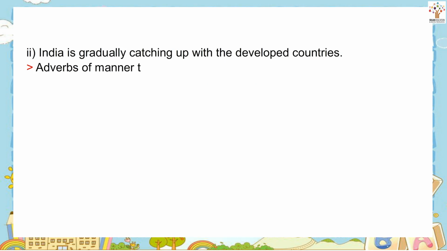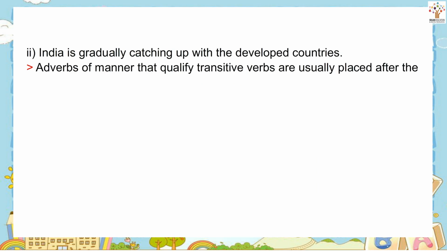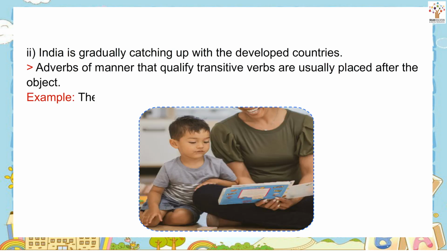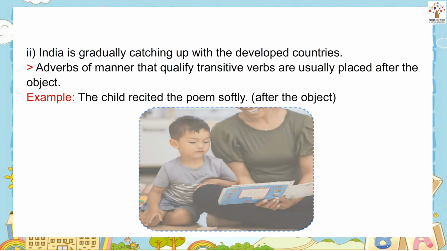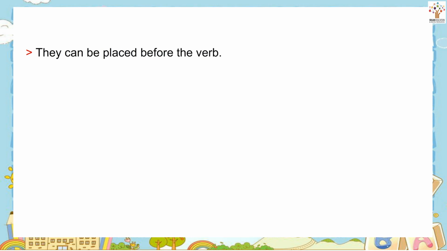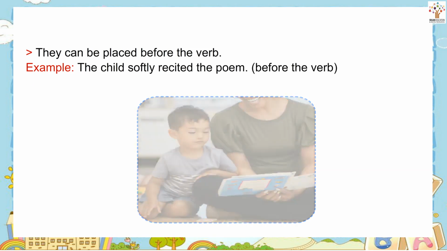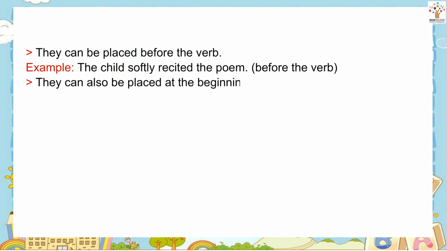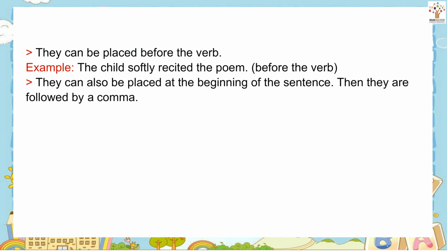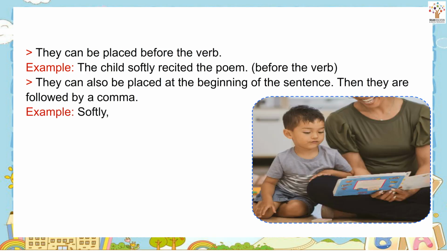Adverbs of manner that qualify transitive verbs are usually placed after the object. Example: The child recited the poem softly. After the object. They can be placed before the verb. Example: The child softly recited the poem. Before the verb. They can also be placed at the beginning of the sentence. Then they are followed by a comma. Example: Softly, the child recited the poem.